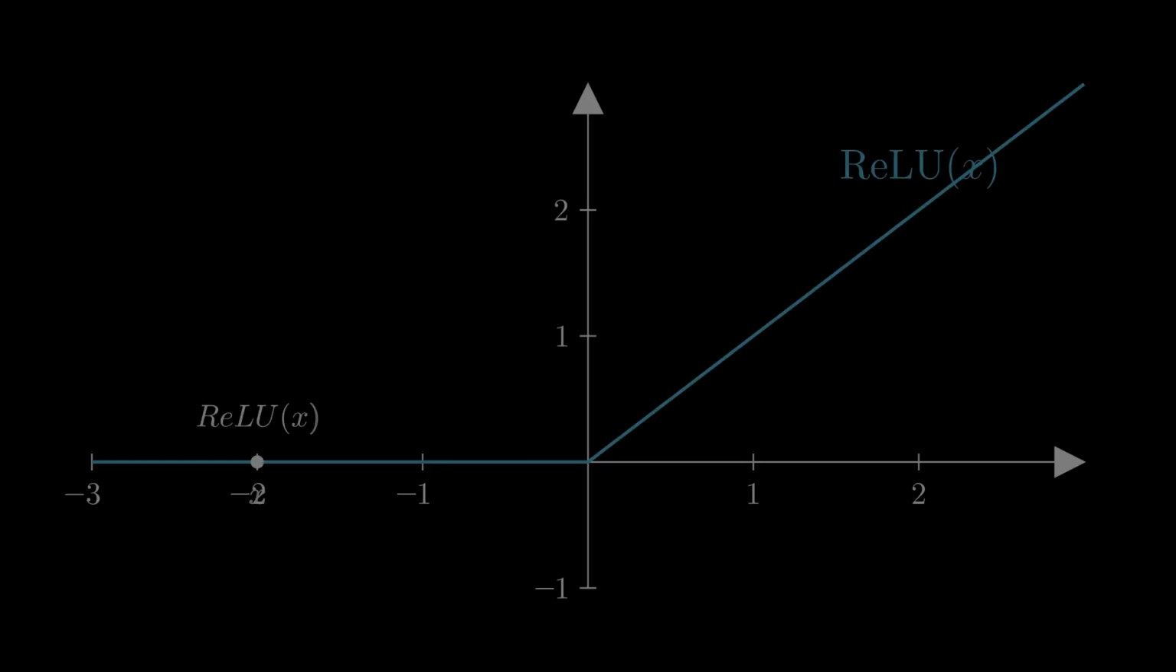The graph has a flat line at 0 for all negative values and a straight line with a slope of 1 for positive values, making it simple yet powerful for deep learning tasks.